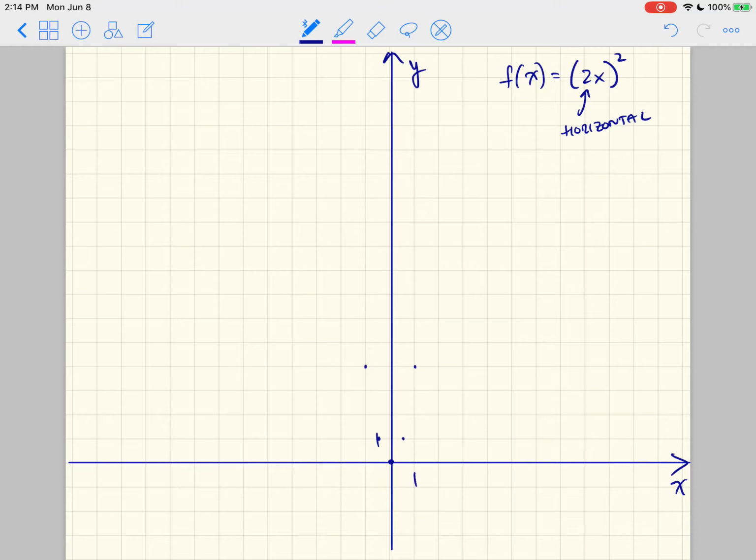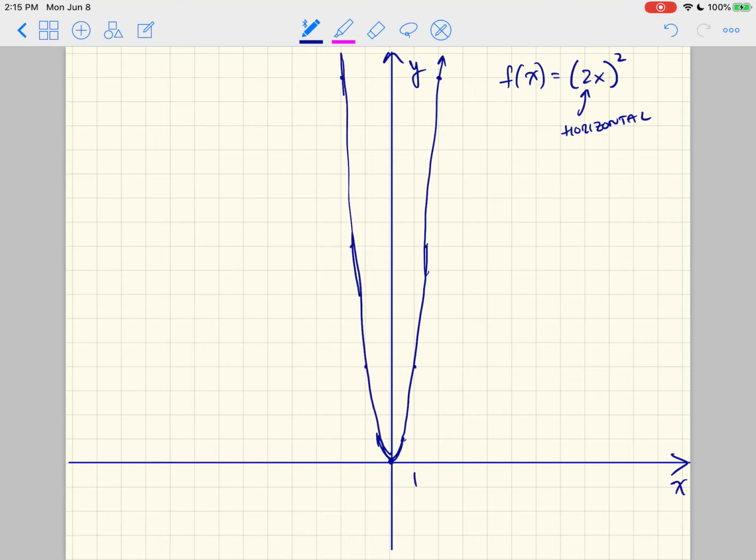I'm going up 1, 3, 5, 7, 9. Horizontally, instead of going out 1 every time, I'm going out 1/2. So up 1, 2, 3, 4, 5 from there, out 1/2. Up 1, 2, 3, 4, 5, 6, 7, out 1/2. And there is my quadratic. And you can see that it has been compressed horizontally.